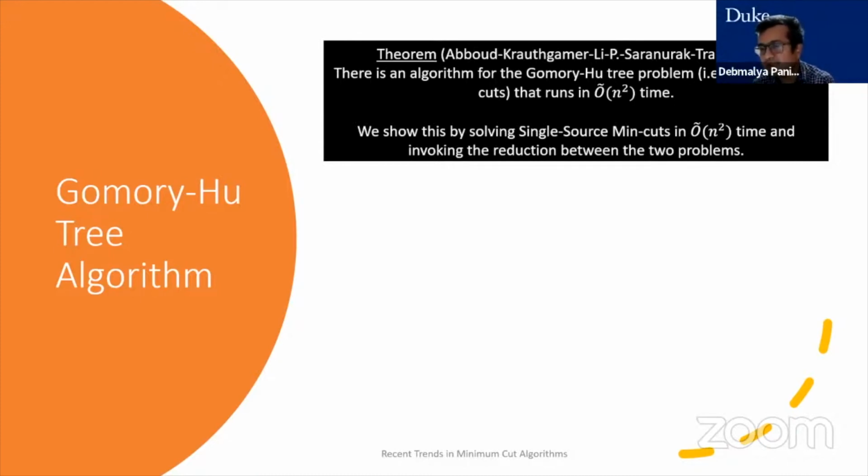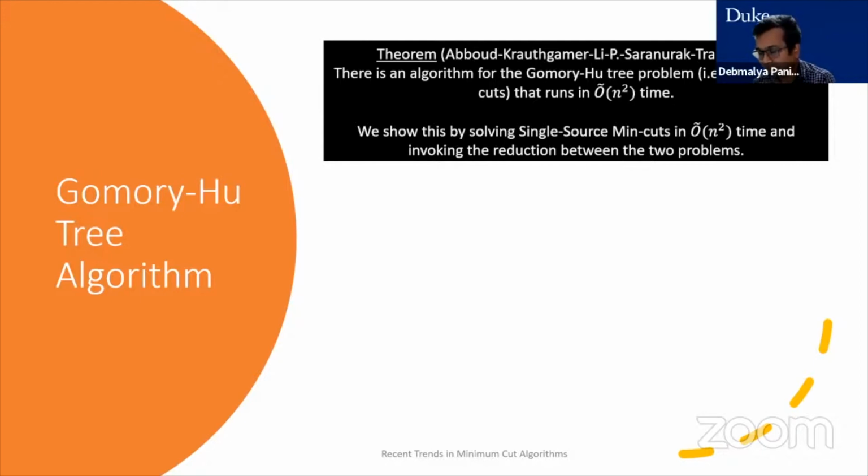Remember the previous solutions were all using n max flows. So n max flows is certainly at least n times m. Max flows cannot run faster than m. So this is significantly better than that. And we show this by solving single source min cuts in this time and invoking the reduction between single source and all pairs min cuts.